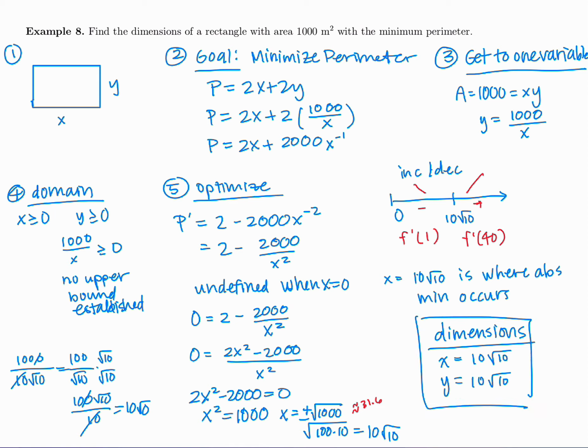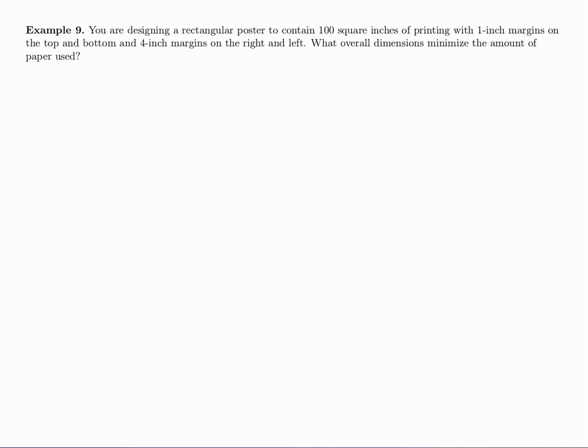Okay, so here's another one. We're going to design a rectangular poster, and we want this poster to contain 100 square inches of printing. We're going to have 1-inch margins on the top and bottom, 4-inch margins on the right and the left, and we want to figure out the overall dimensions to minimize the amount of paper used. So this is an example where you're minimizing the amount of product used. You don't want to use more paper than you have to, but you have some constraints of the margins and how much printing you need to put on there.